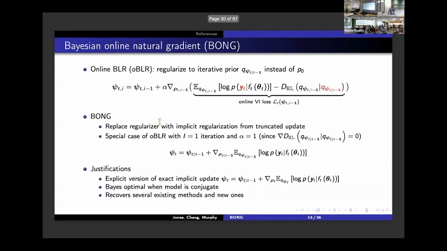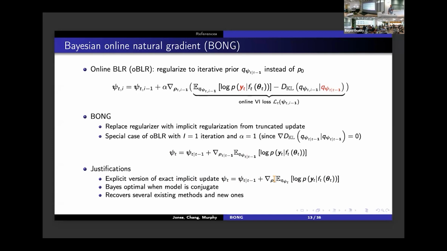So for justifications for a method, one of them is that it's the simple version of what you're saying, or it's the thing that you want to improve on. This is the BONG update here, and this is the implicit update. This is the exact, modulo the VI thing, optimal VI update, and they differ precisely in that this is the explicit version where you're calculating the gradient at the prior, and the thing that you want to do is calculate it at the posterior.